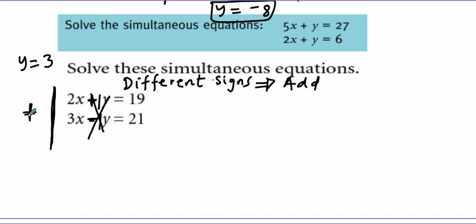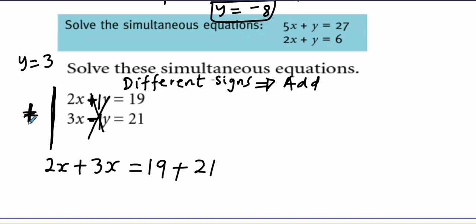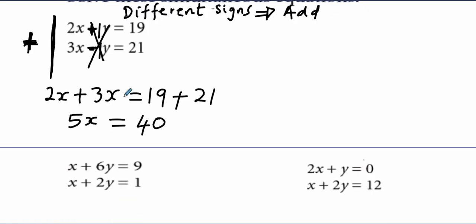So now we proceed. 2x plus 3x, you write here 2x plus 3x equals 19 plus 21. So addition is taking place throughout. See that? 2x plus 3x, this is 5x, equals 19 plus 21, this is 40. To find the value of x, you need to divide by 5. x equals 40 divided by 5 is 8.